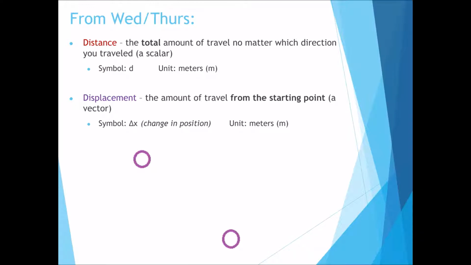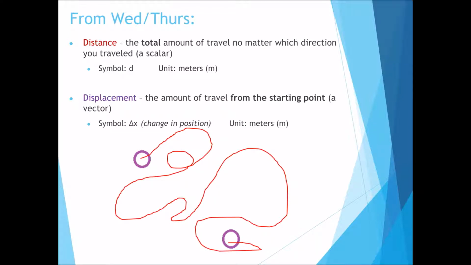You can see we have 2 spots, both of those little purple circles, and if we were to measure distance, it would be everywhere we went between those 2 circles. But if we were looking for displacement, it'd be the shortest, straightest distance between those 2 things, because that's just how far we ended up moving.